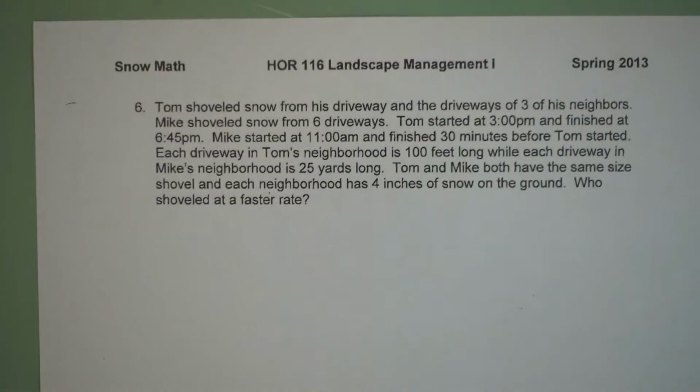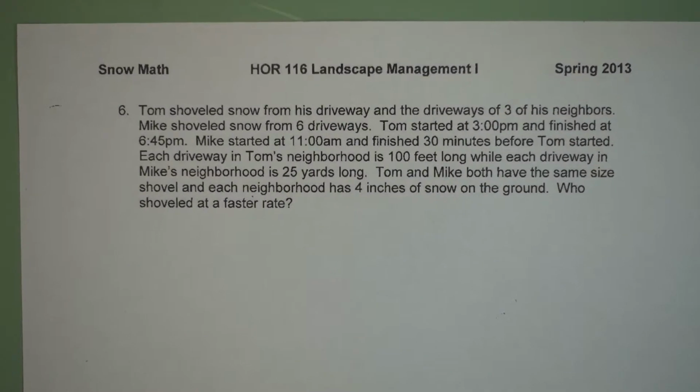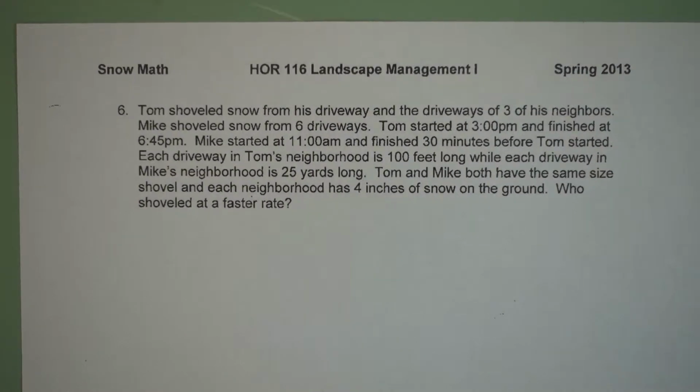Now let's look at problem number 6 on the Snow Math Lab. Tom shoveled snow from his driveway and the driveways of his 3 neighbors. Mike shoveled snow from 6 driveways. Tom started at 3 p.m. and finished at 6:45. Mike started at 11 a.m. and finished 30 minutes before Tom started. Each driveway in Tom's neighborhood is 100 feet long, while each driveway in Mike's neighborhood is 25 yards long. Tom and Mike both have the same size shovel, and each neighborhood has 4 inches of snow on the ground. Who shoveled at a faster rate?